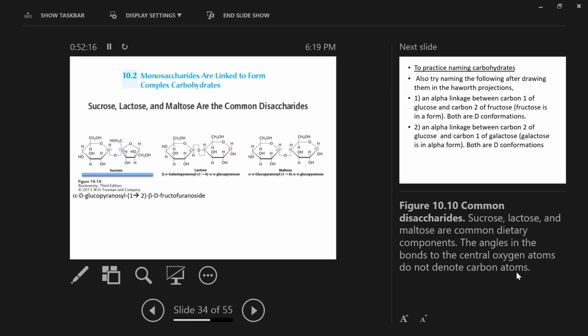But these others are "ose" because one of the former aldehyde or ketone groups is free, the reactive pocket. So it's reducing.